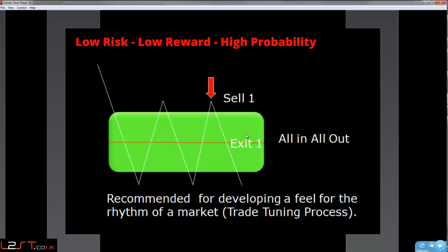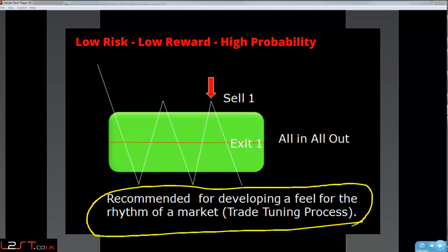Okay, so it's a low risk trade because, you know, in this kind of situation you go all in. You probably take the same kind of risk as you would for your target, so in terms of ticks or points. So, you know, if you're looking for 4 to 6 ticks, you probably don't want to risk more than 4 to 6 ticks. It's like a 1-to-1 risk-reward ratio. So a lot of traders start this way, and this is actually the method that I recommend for developing a feel for the rhythm of the market and trade tuning.